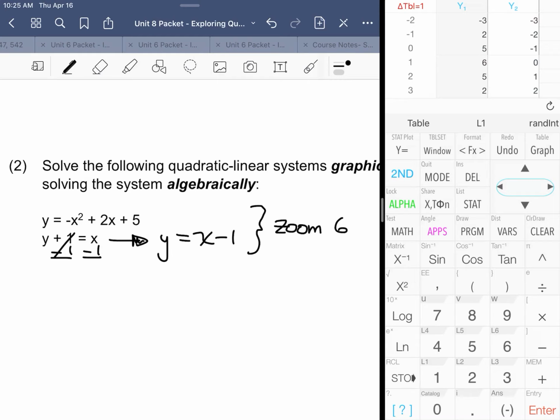So we're going to have an intersection at -2, -3. And it also happens at the bottom of the screen there, you can see it happens at 3, 2.